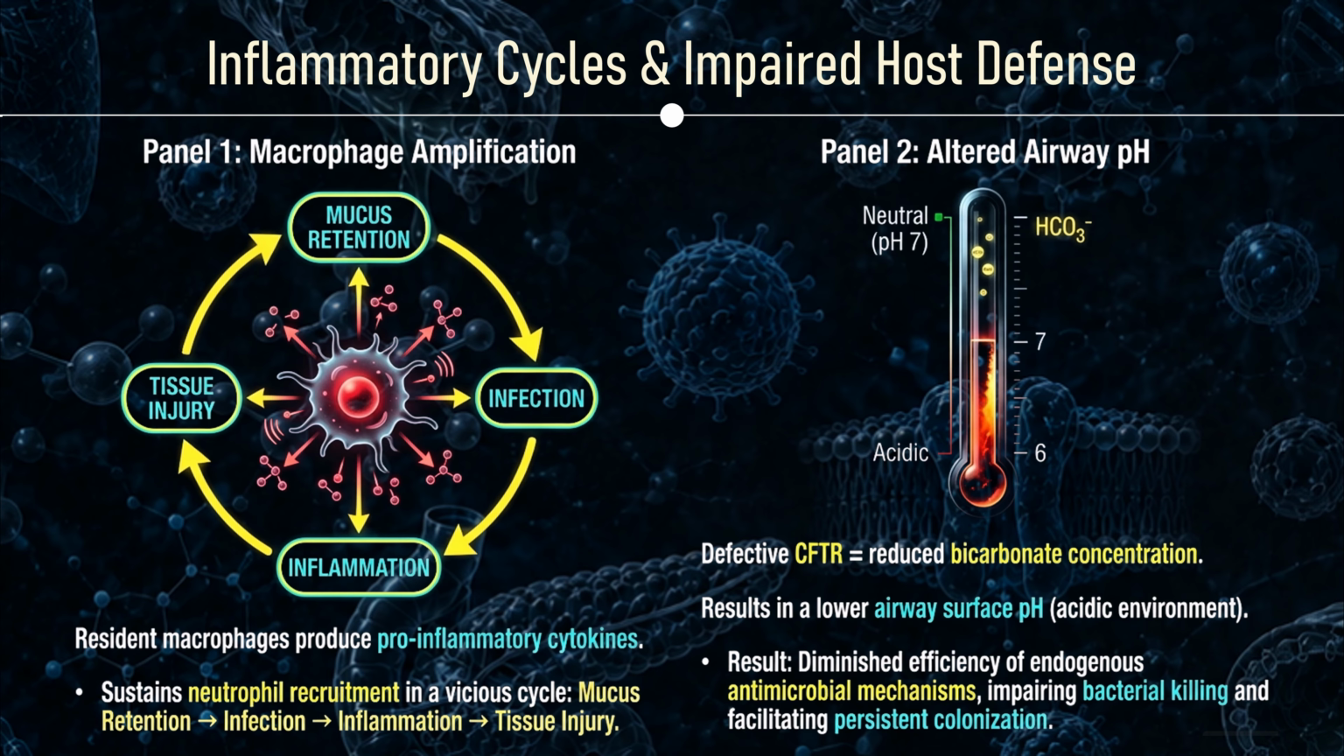Abnormalities in airway surface fluid composition also contribute to impaired host defense. Because CFTR normally secretes bicarbonate, defective CFTR activity results in reduced bicarbonate concentration and a lower airway surface pH. This acidic environment diminishes the efficiency of endogenous antimicrobial mechanisms, impairing bacterial killing and facilitating persistent colonization.